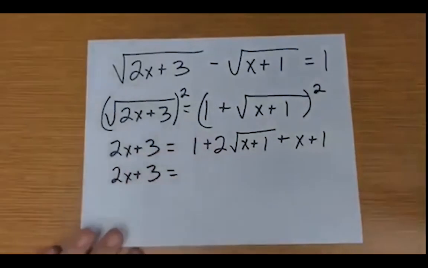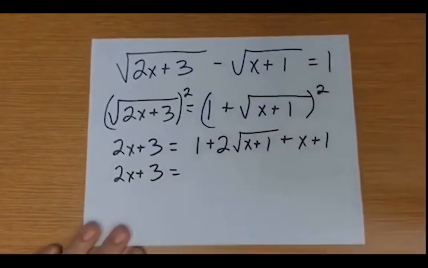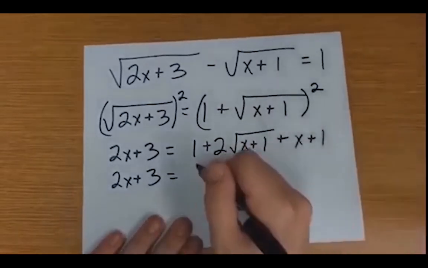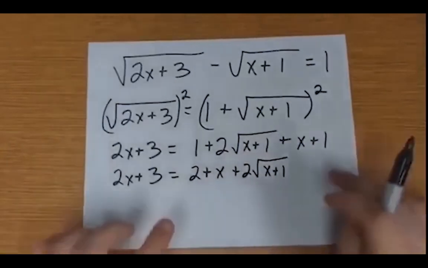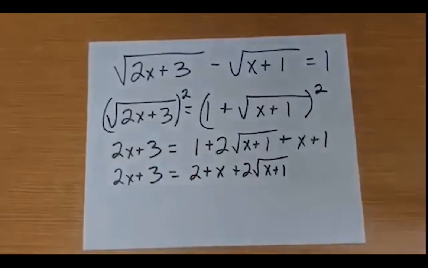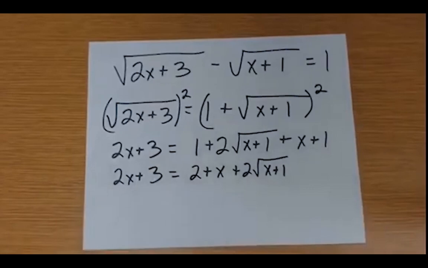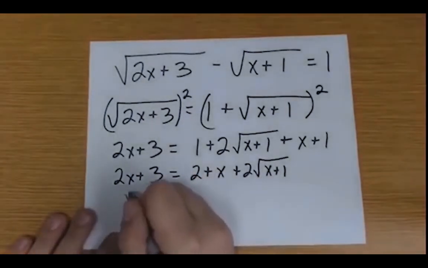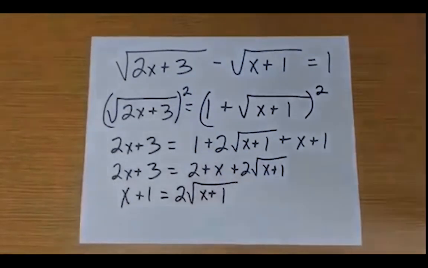Now here's the thing. When you have two radicals in the equation, you're going to get to a point where you still have a radical left because of how we square this. So once we combine all our like terms, 2 plus x plus 2 radical x plus 1. 1 plus 1 is 2. We're then going to get everything on one side, leave the radical on the other. So subtract the 2. Subtract the x. x plus 1 equals 2 radical x plus 1.